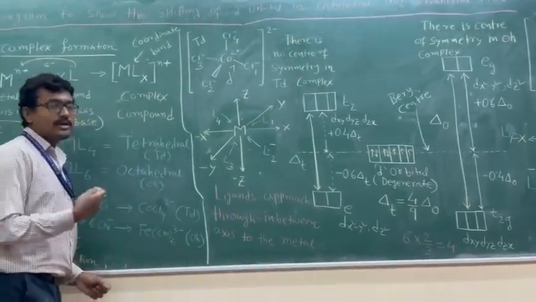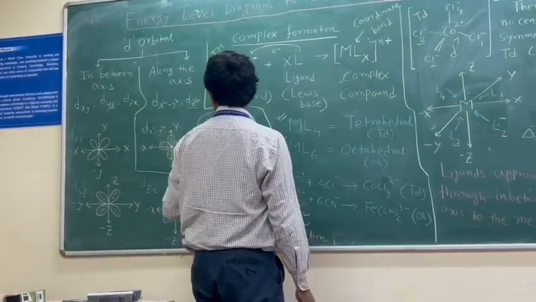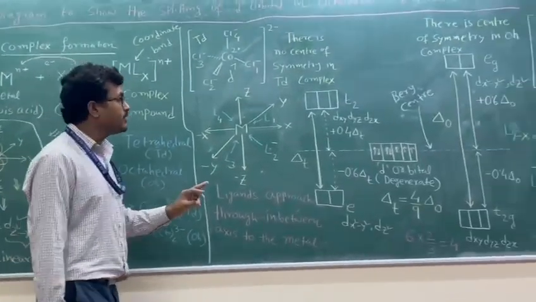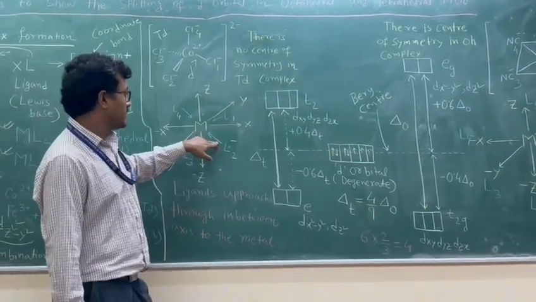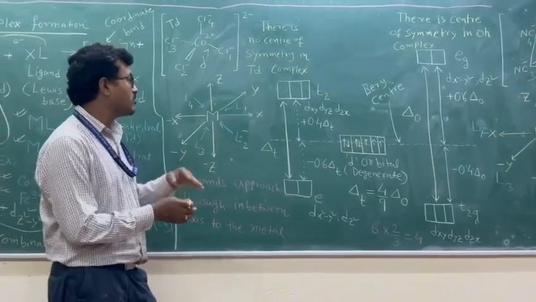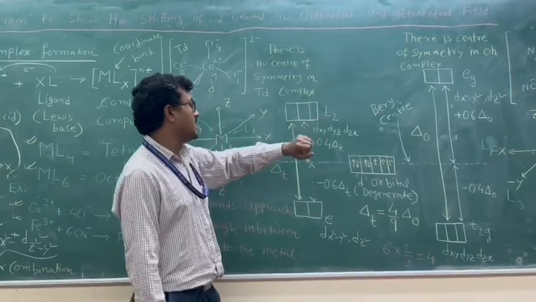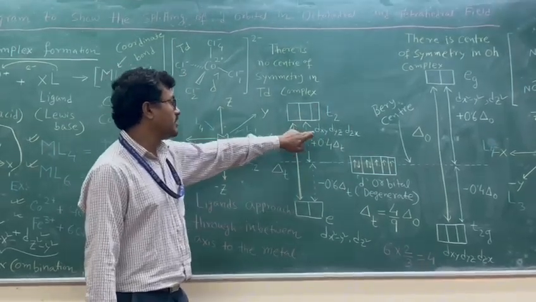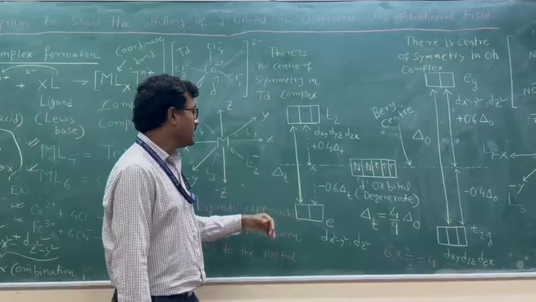Now, what are the orbitals oriented in between the axis? We already know dxy, dyz, dzx. These 3 orbitals are oriented in between the axis, right? Since they are oriented in between the axis, and ligands are approaching in between the axis, inter-electronic repulsion will be high in these 3 orbitals, dxy, dyz, and dzx. Because of that, the energy of dxy, dyz, and dzx will increase, right?